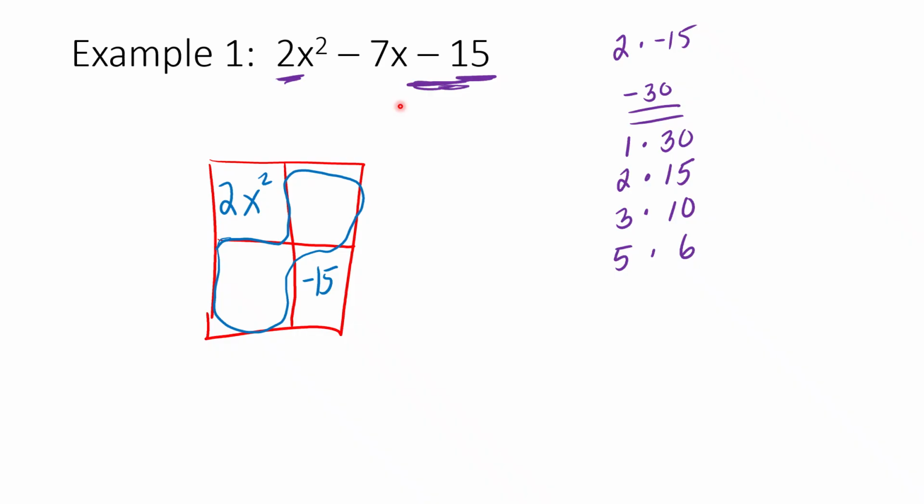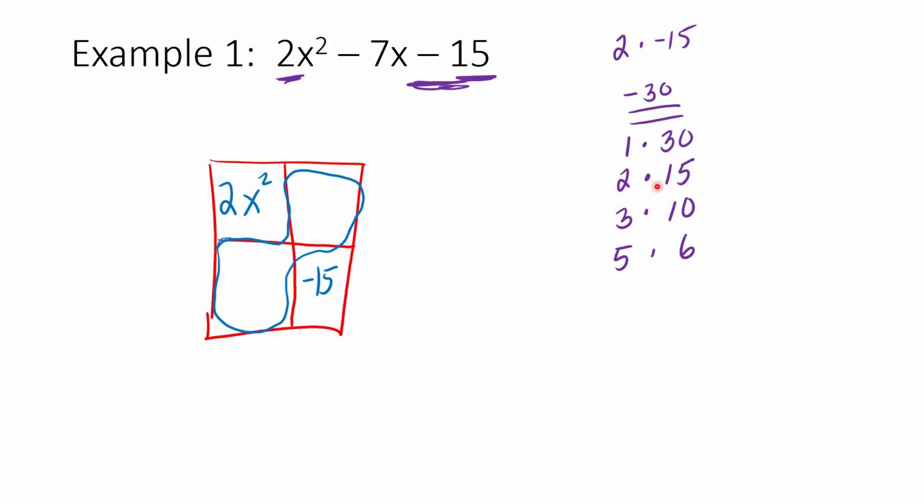We need the right pair. So looking at the 1 and the 30, I can't get a 7 by adding that at all. I could get a 31 if I added them together, and if I make one of them negative, I could get a 29. I mean, it could be positive or negative of either of those, but not a 7.